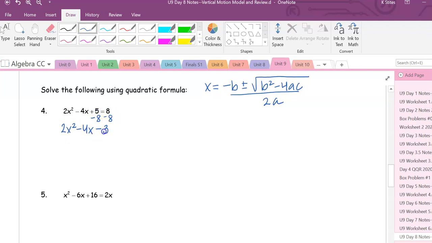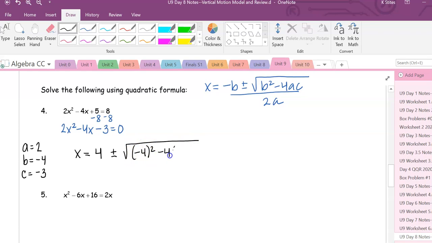5 minus 8 is negative 3, and now we can go ahead and do our a, b, and c values. A is 2, B is -4, and C is -3. And we'll go ahead and plug these numbers in. So opposite B means my -4 changes to a positive, plus or minus the square root of B squared minus 4. My A value is 2. My C value is -3, all over 2 times 2.